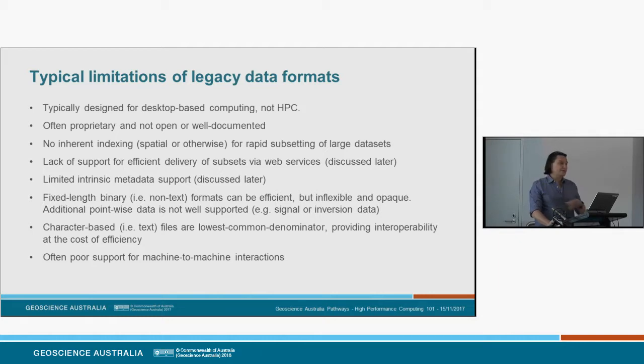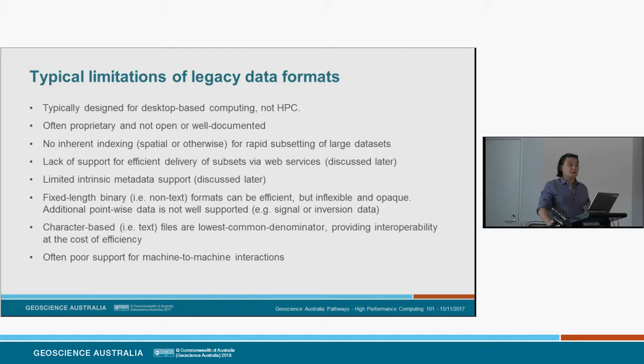So I won't go through these point by point, but legacy data formats are typically formats that people are used to using. They were developed a few years ago for specialised desktop applications, and people are very fond of their legacy formats. But typically we find that they're not well suited to HPC environments. So these are some of the problems that we find with them.